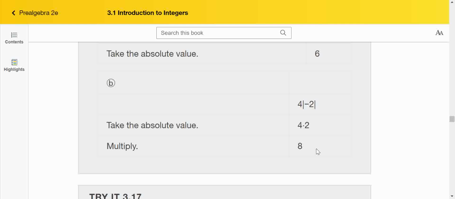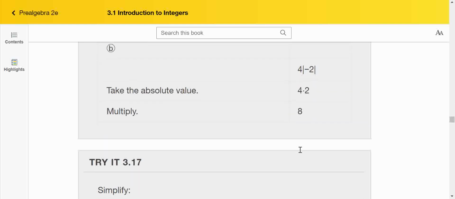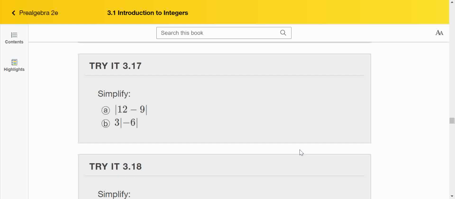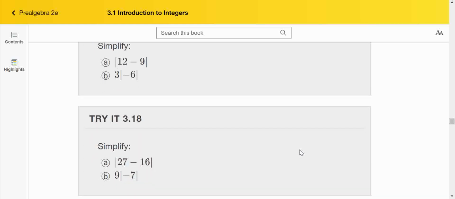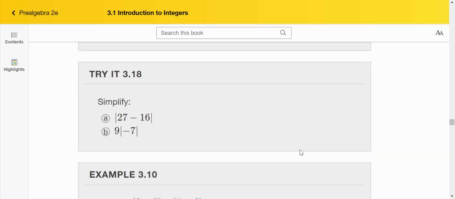For B, 4 times the absolute value of -2. We start on the inside, take the absolute value, and we get 4 times +2. That gives us 8. And we've got to try 4 try-it problems.